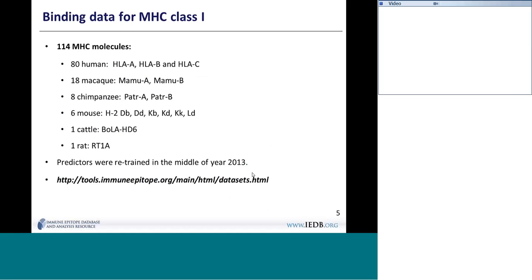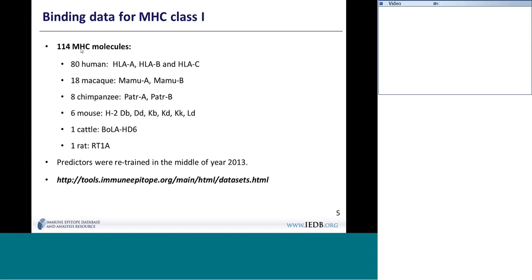So as all the prediction methods are based on the experimental peptide binding data to MHC molecules that we have, this is what we have so far, a data set. We have MHC-I molecules covering about 114 alleles, and this covers 80 human alleles, some macaque, chimpanzee, mouse, and others as well. This is from 2013, when all our predictors were retrained using this data set.